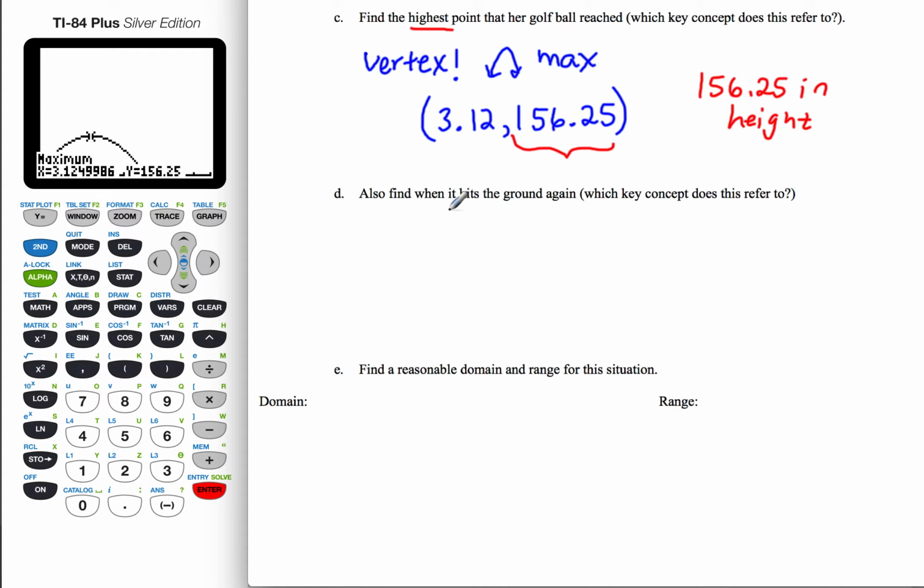part D says also find when it hits the ground again. Which key concept does that refer to? Well, if I look at my projectile here, it's going from here to here. When it hits the ground again is this point right here. And that is going to be our 0.